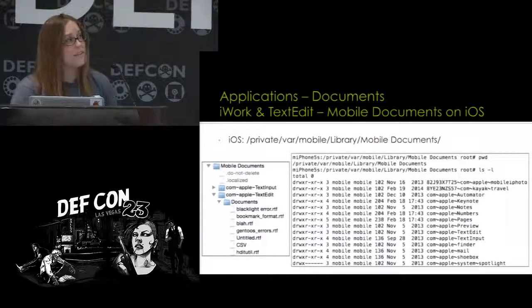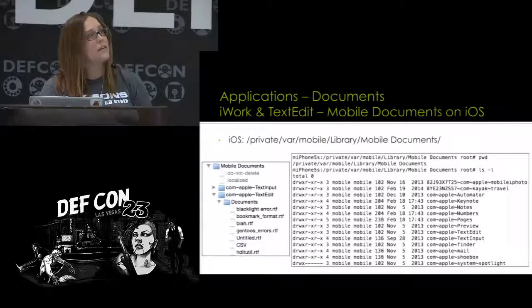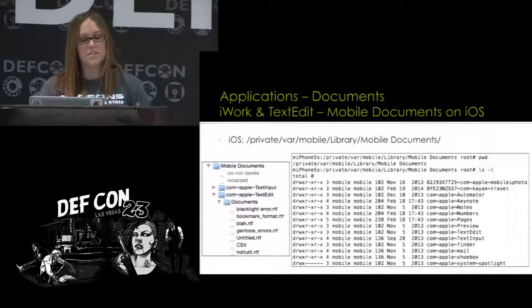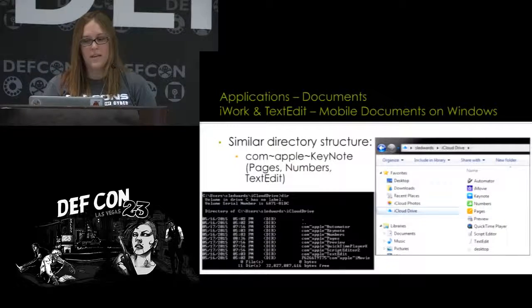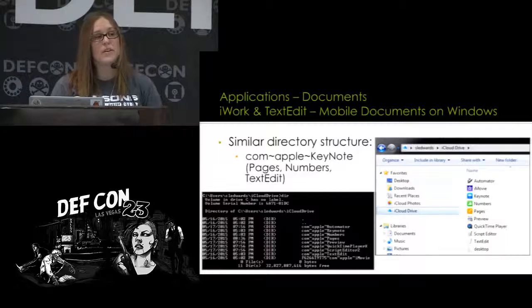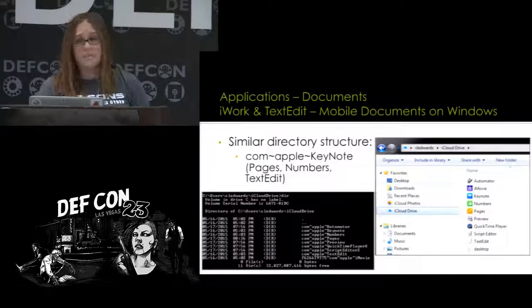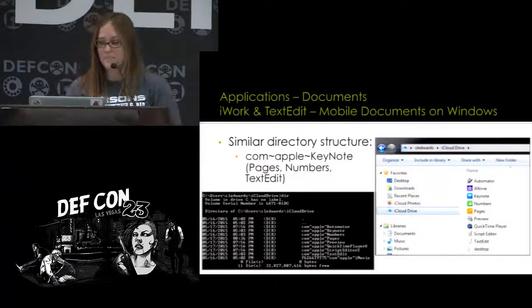On iOS, it follows the same sort of file structure. Under private/var/mobile/Library, you have that mobile documents directory. And it's going to look very similar to what we saw on OS X. com~apple~TextEdit or whatever other app you might have. On Windows, same thing. This is one of the few things that Windows does sync down to a Windows device. Again, similar structure. You get the mobile documents directory under your user directory through Windows.